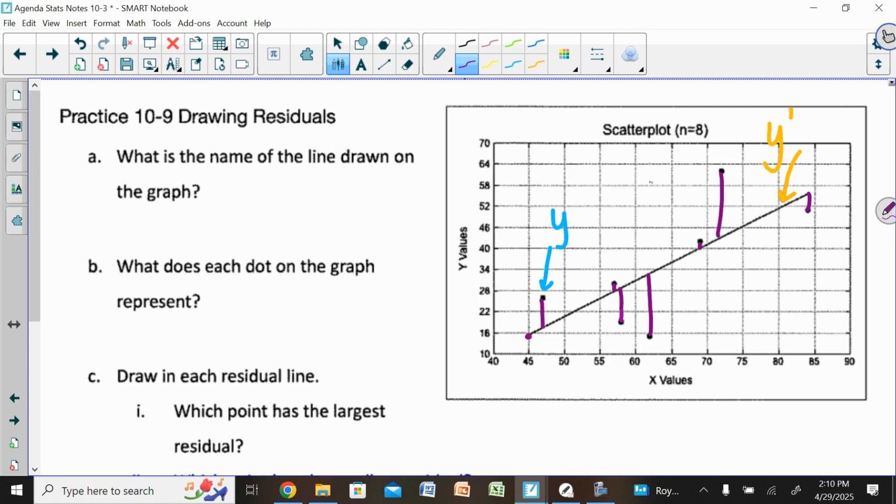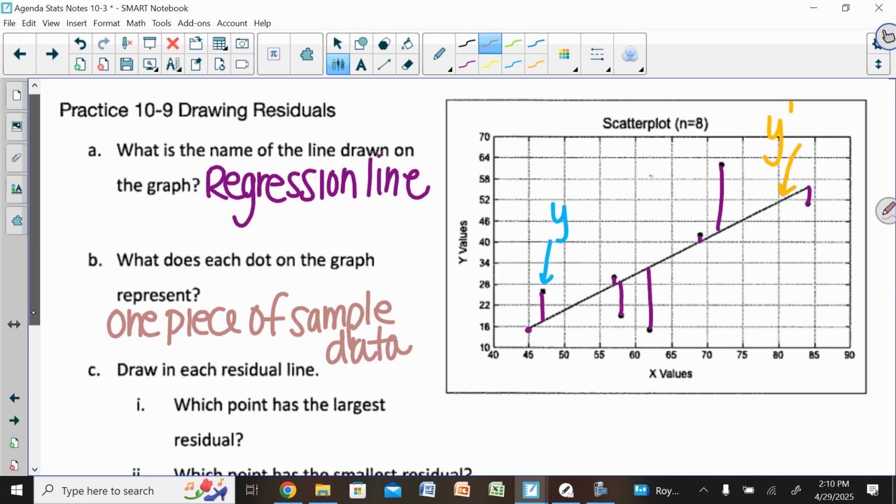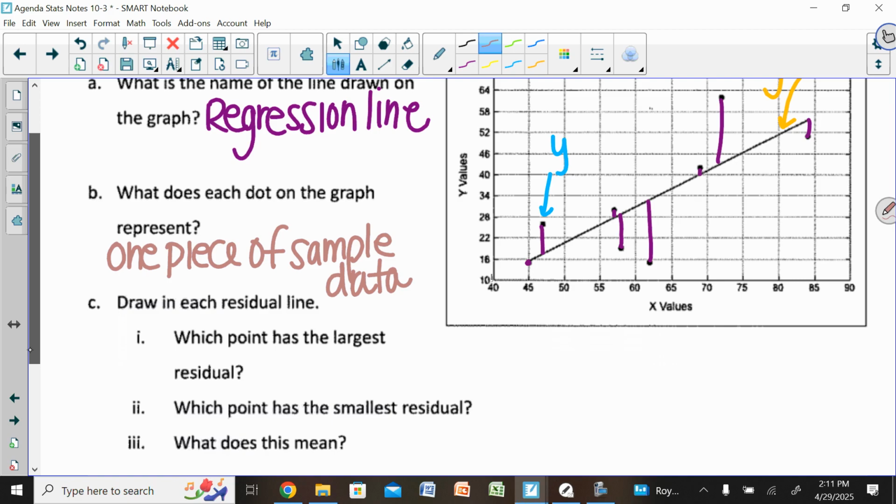What is the name of the line drawn on the graph? We're going to call it a regression line, or a least squares regression line, or a line of best fit. I'm going to stick with regression line or line of best fit. What does each dot on the graph represent? Important, keep in mind, it is one piece of sample data. The line represents our prediction of the best fit for that data. Letter C says to draw on each residual line. I actually did that already, so I skipped over that one.